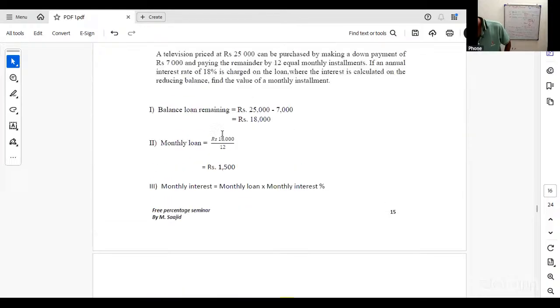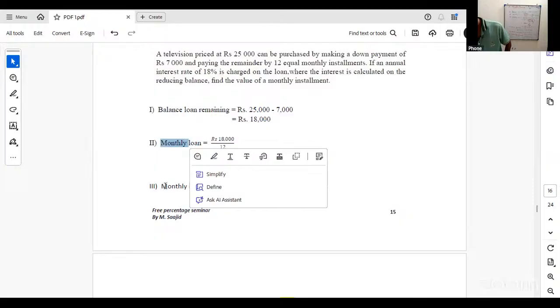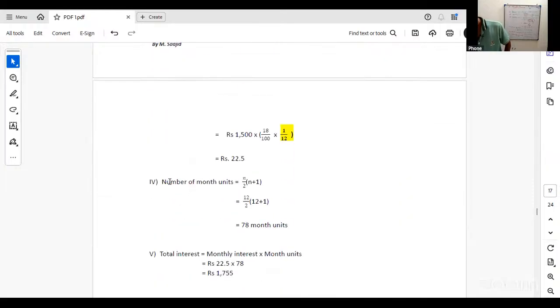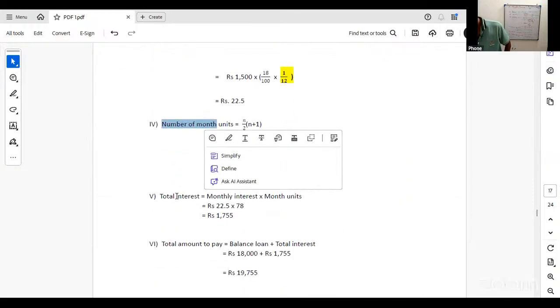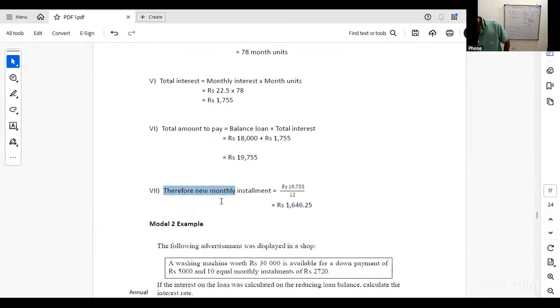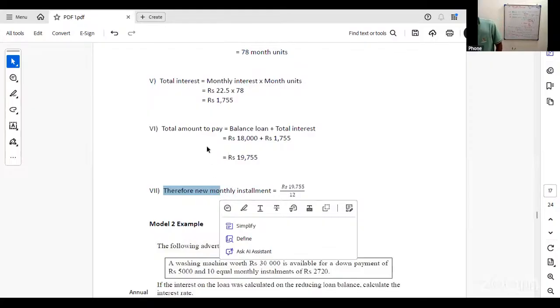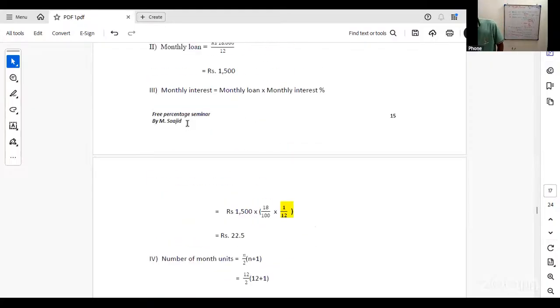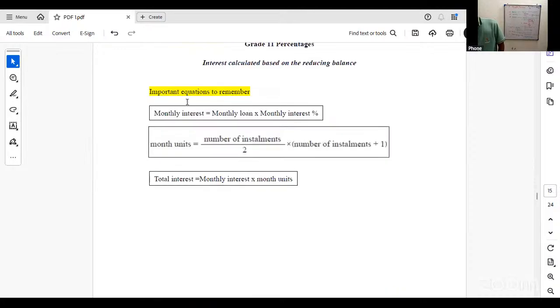Okay, and for the model, please remember you have to remember the exact steps: the number of per month units, the total interest, the total amount, and therefore the new monthly installment. Those things you have to remember as exact steps, and also you have to remember these three equations as well.